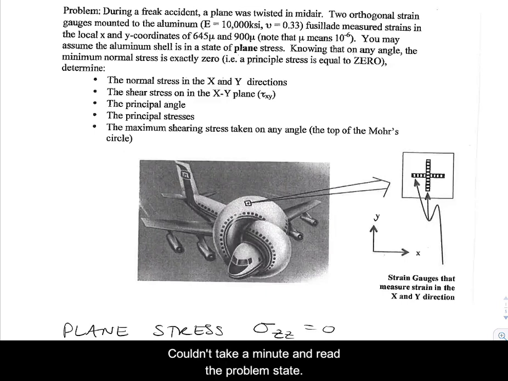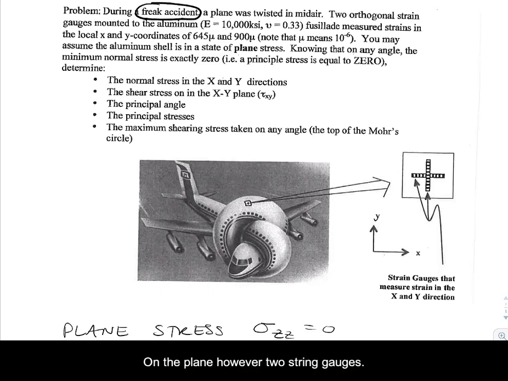Go ahead and take a minute and read the problem statement. So in what truly can only be described as a freak accident for sure. On the plane, however, are two strain gauges. We know the values on those strain gauges. This is clearly a case of plane stress.